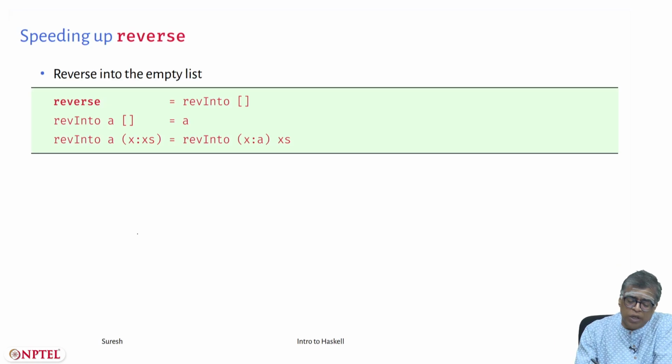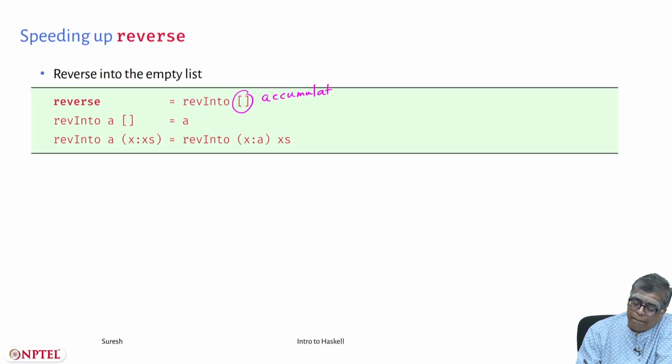You want to reverse into an accumulator. This is the accumulator. What does it mean to reverse the empty list into an accumulator? Just return the accumulator. What does it mean to reverse x colon xs into an accumulator? You will first put x in.